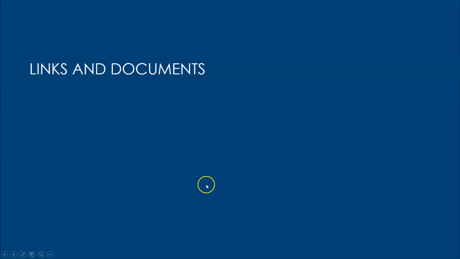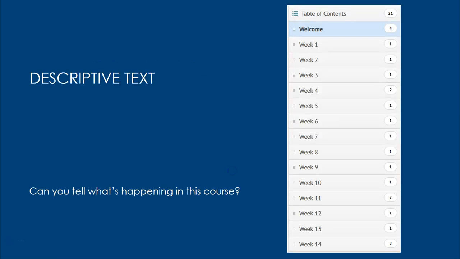Going to talk a little bit about links and documents as you're using those. We're going to start quickly with even using Brightspace. The best route to go is to use descriptive text. Here's an example of a course. I've got week 1, week 2, week 3, week 4, all the way to week 14. Can you tell what's happening in this course?